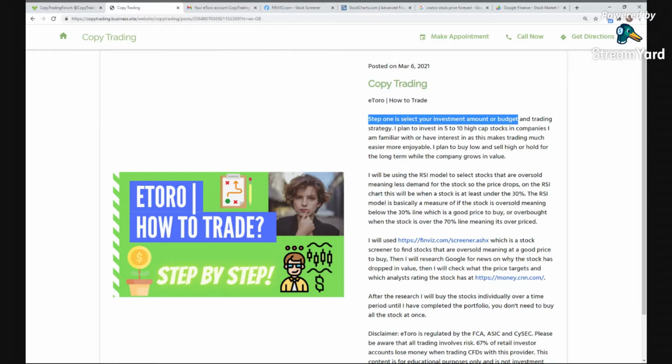And select your trading strategy. My trading strategy for this account will be long-term trading with some percentage of swing trading depending on prices. But I plan to keep no more than 10 stocks in this portfolio. So if I find a good price in a stock, or a stock has gone way up by 20%, I might sell it and then buy a new stock, okay?